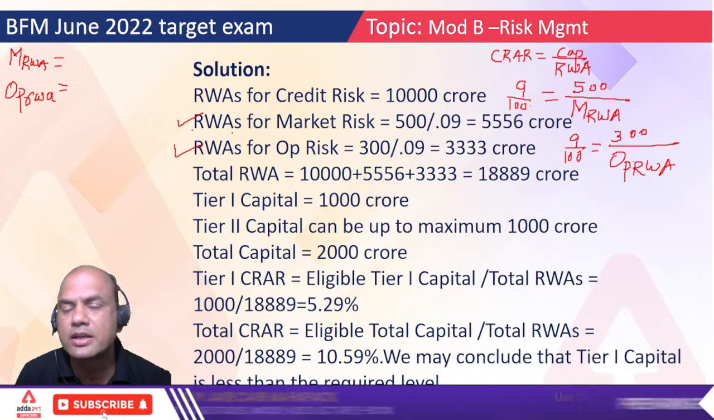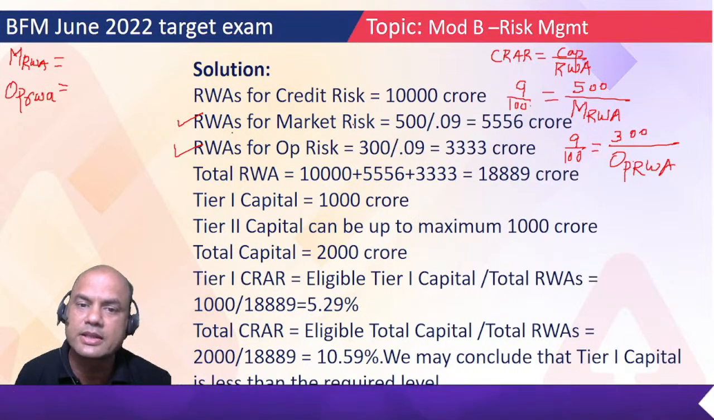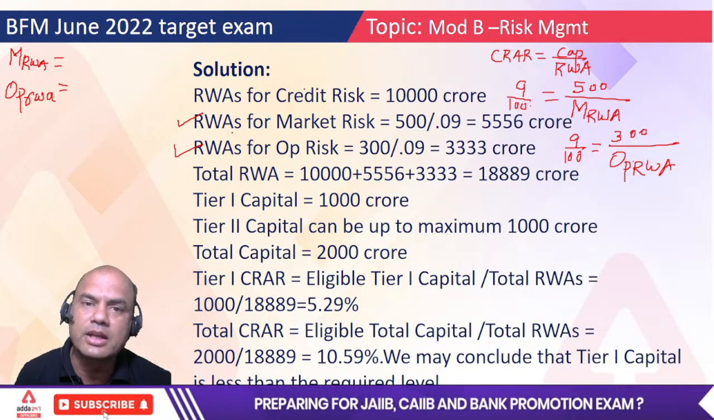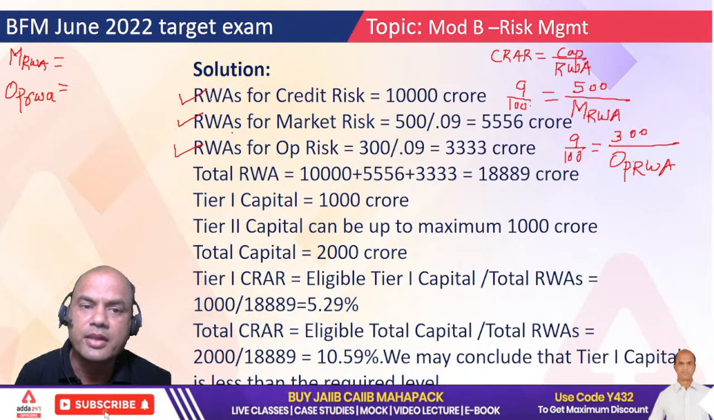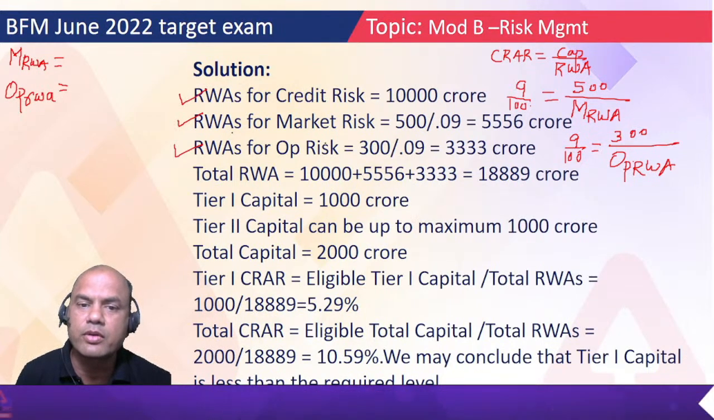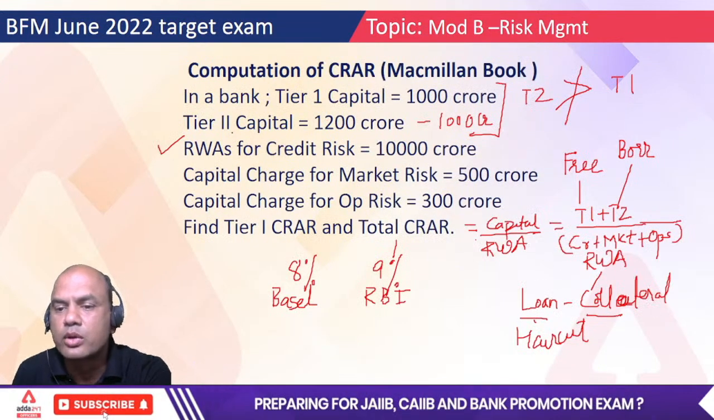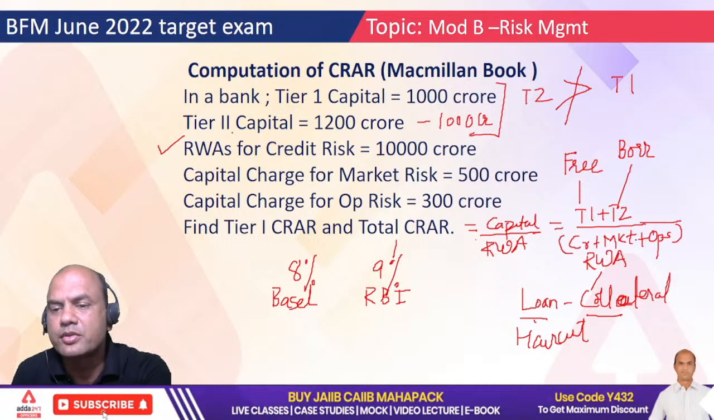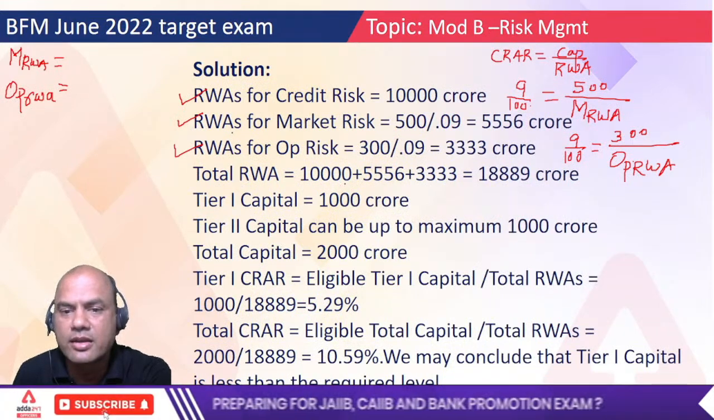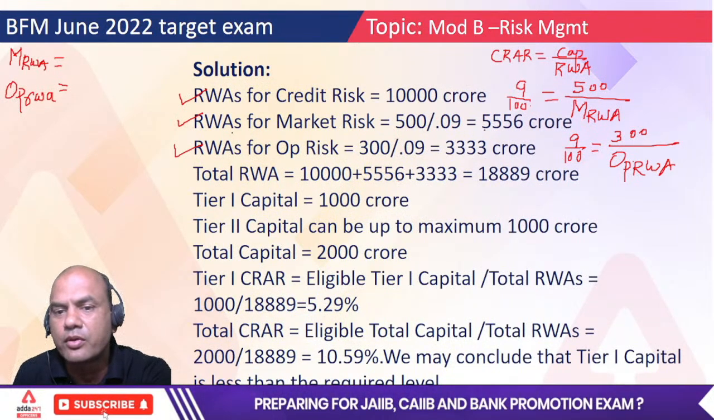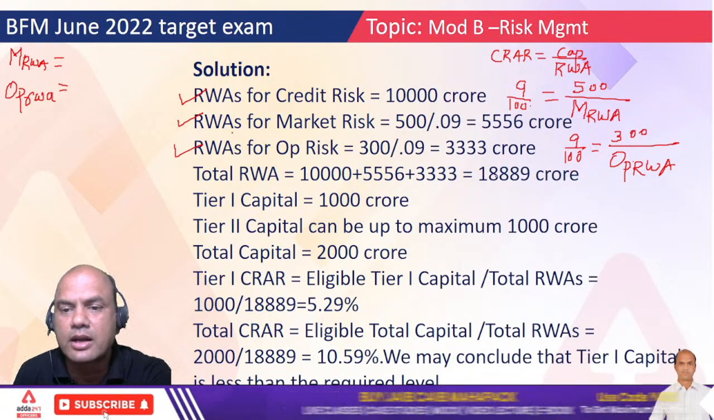Use your own calculator. Remember, in the exam there is no one to help you. Only you yourself would be there in the exam. So now tell me, what are the total RWAs I have got? I've got it for credit, for market, and for ops. So total RWA is what? What was the formula? Total RWA is credit plus market plus ops. So I'll now add all these. 10,000 is credit, 5556 is what we just found out, and ops is 4 times 3. Just add them, and this is the total RWA you are getting.